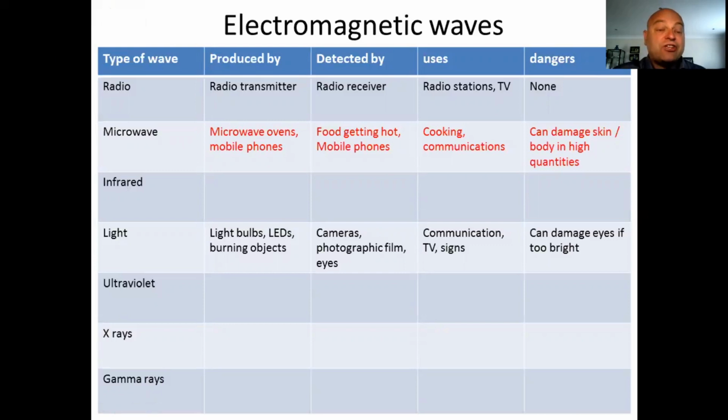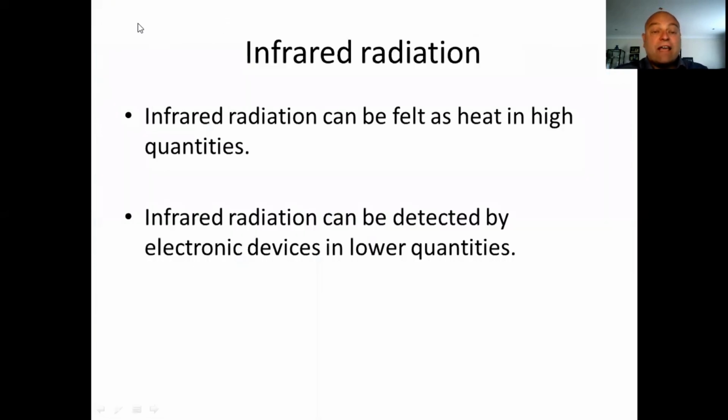Okay, the next type of energy we're going to look at is infrared energy, or infrared radiation. Infrared radiation is basically heat. You feel it as heat when it's in high quantities. It can be detected by electronic devices in very low quantities.